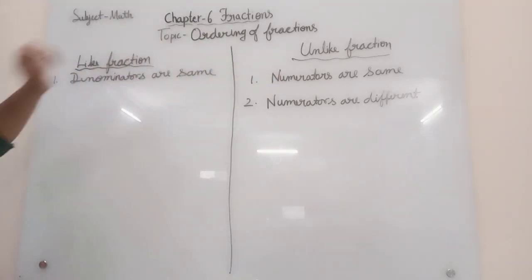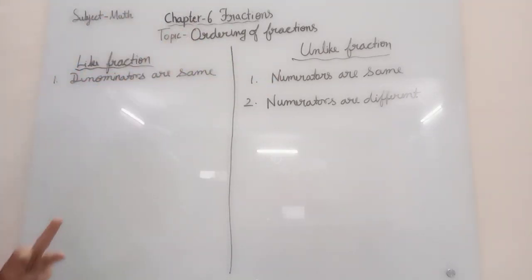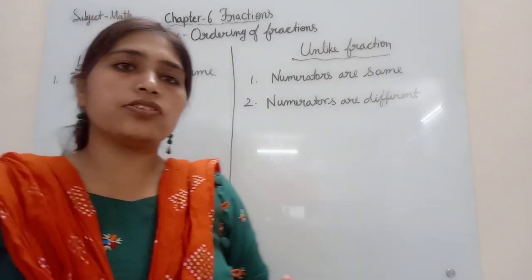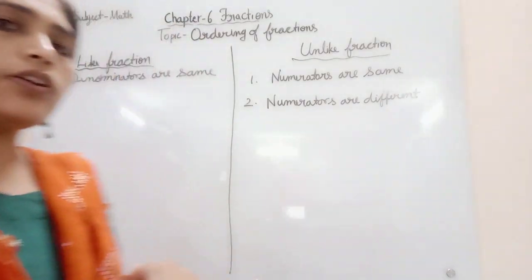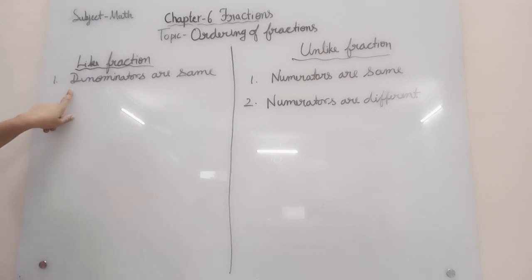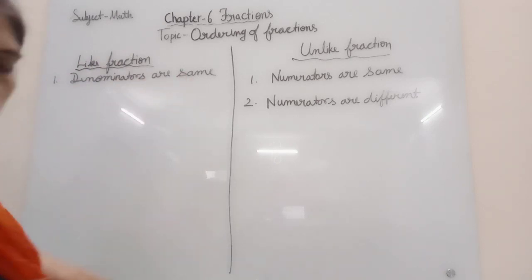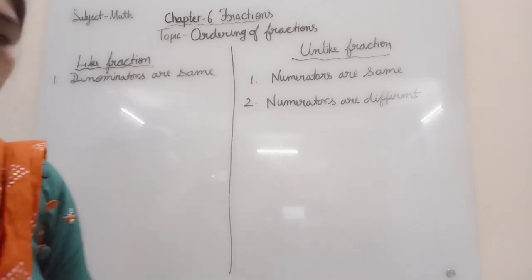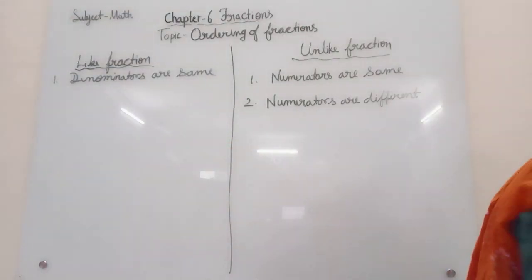To order the fractions, there are three conditions. First, we will check the three conditions. What is the first condition? The first condition is if the fractions are like fractions, or you can say if the denominators are same. I am taking one example from your book. So let's look here, I am writing here.